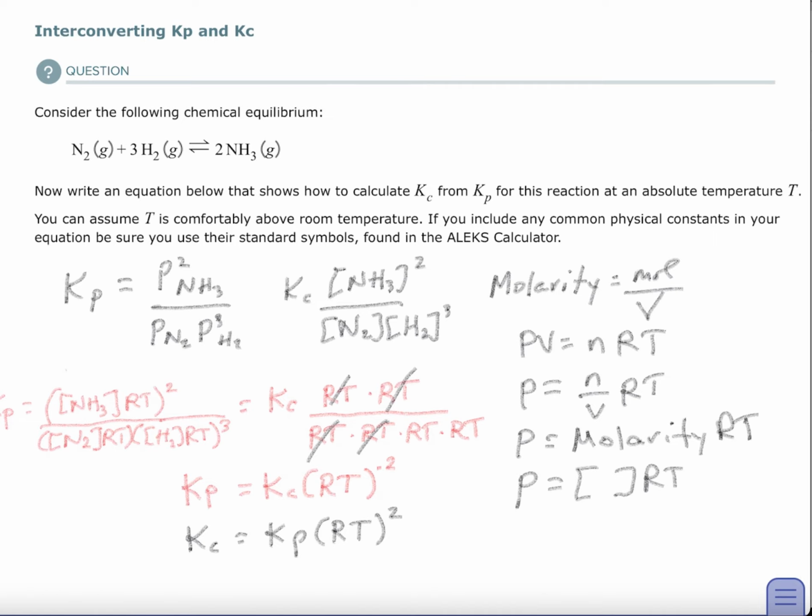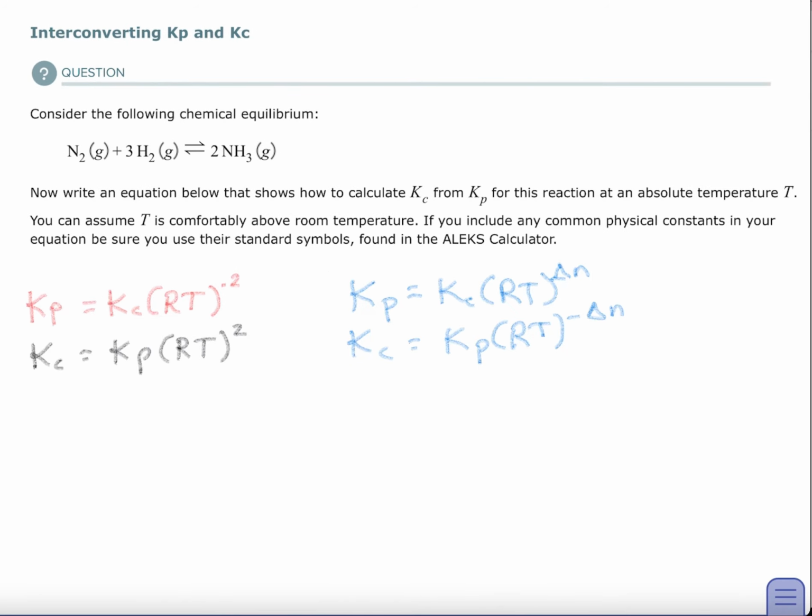So get rid of the RT to the negative 2, and since it has to come to the top now, it's going to be RT squared. So Kc equals Kp times RT squared, right? So that's your answer. But I just wonder why they're doing this problem. I think it's so that you can generically do this problem without even thinking, okay?